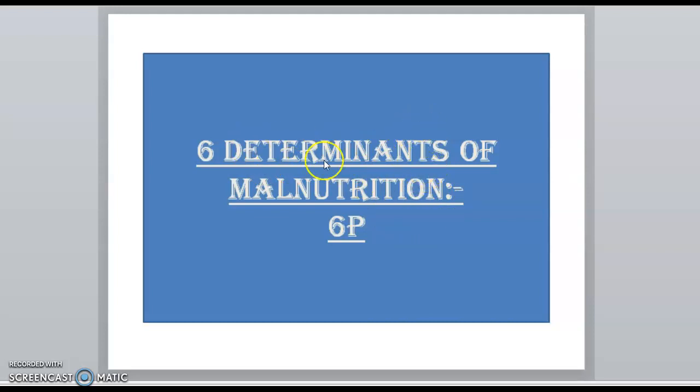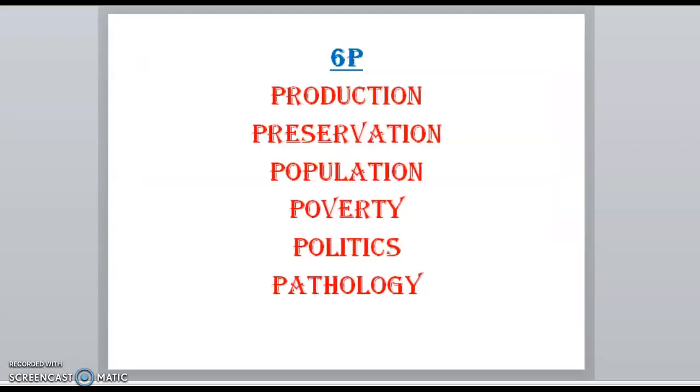Determinant meaning nirdharak, right? So what are these 6 determinants of malnutrition? Let us look at this. First one is production, then preservation, then population, then poverty, then politics, then pathology. Production, as you can easily understand, when there is less production, that means the growing population needs more food, but here the production is less and there is underproduction. So it will not meet the requirement of the growing population. That means there will be a mismatch between the requirement and the supply of food, right? So here it will lead to malnutrition.